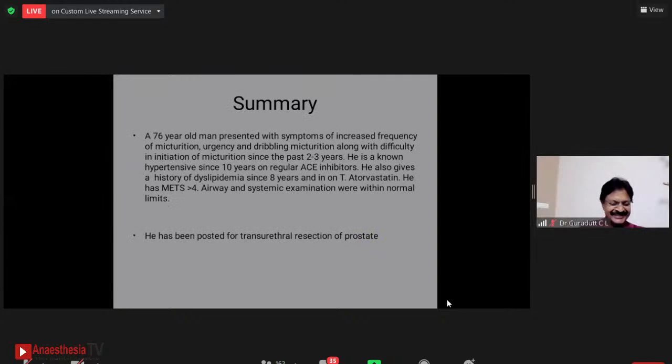What exactly? Yes, sir. So this patient is a 76-year-old man presenting with complaints of increased frequency of micturition, urgency, dribbling, along with frequency and difficulty in initiation of micturition since the past 2 to 3 years.